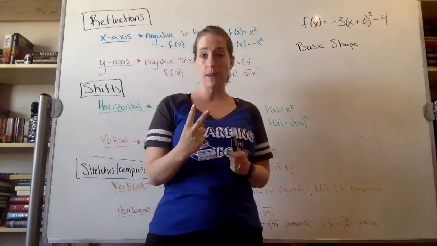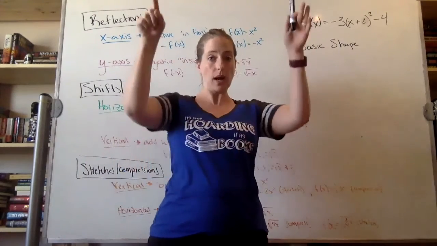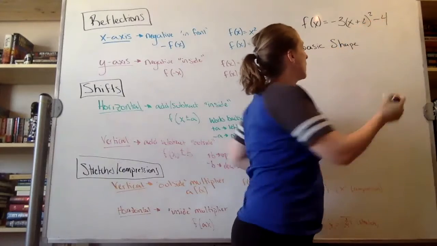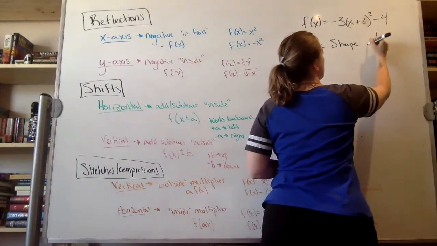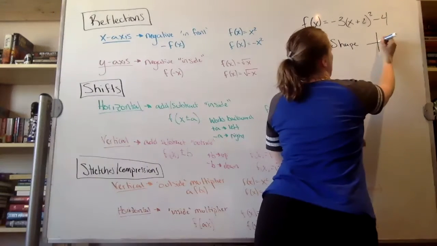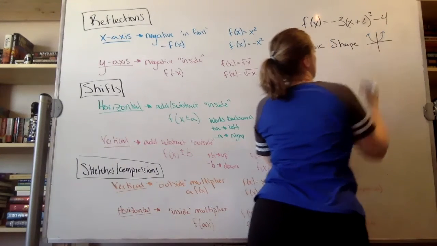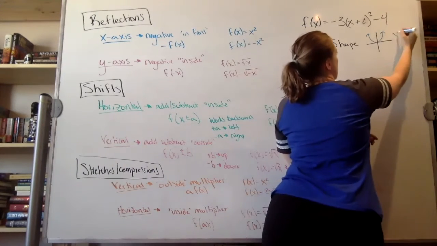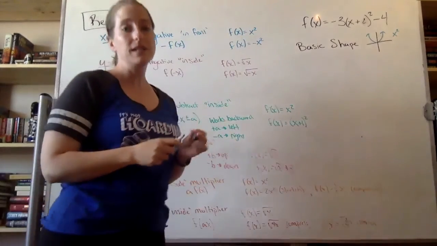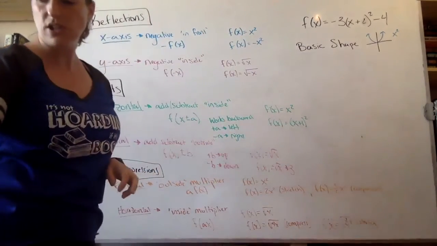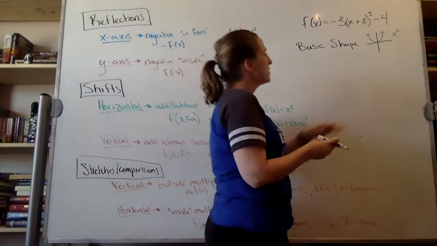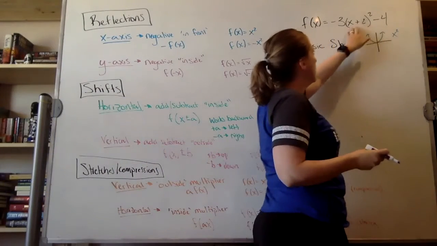We know 2 different basic function shapes right now, x squared and the square root of x. Well, this is a basic x squared graph. In other words, the basic shape of this, before we transform it, is that basic parabola, that basic U shape. So the basic shape is that of the x squared graph. Now what we need to do is identify all of the transformations that have been done to this graph. In other words, what's different from x squared to this graph?